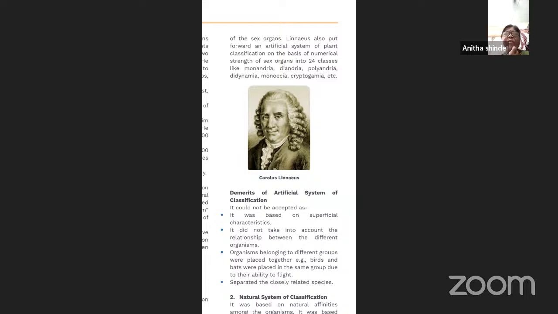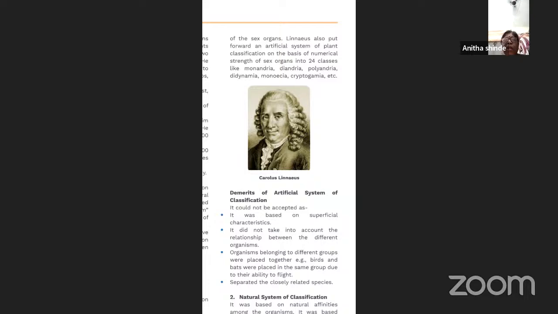Now coming to the demerits. What are the demerits? This theory could not be accepted because only superficial characteristics were taken into consideration. That is why this system was not accepted, and also it did not take into account the relationship between different organisms, and organisms belonging to different groups were placed together. For example, birds and bats were placed in the same group due to their ability to fly.